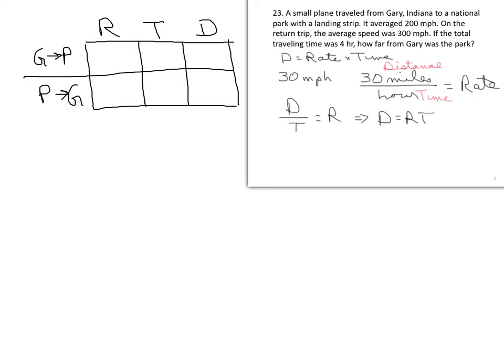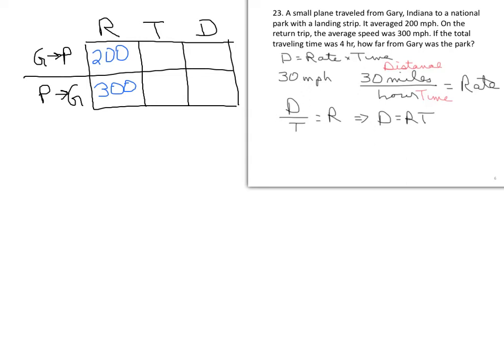So what do we know? We know that it's averaging 200 miles per hour when it's going from Gary to the park. So the rate from Gary to the park is going to be 200. On the return trip, it's averaging 300 miles per hour, so the rate on the return trip is 300. The total traveling time is 4 hours. Well, that's only one time. Where do we put it? It's the total traveling time.